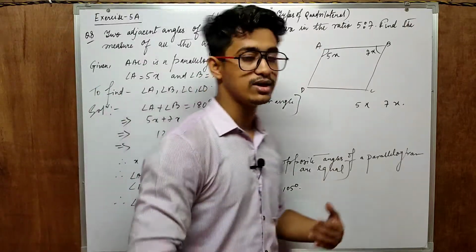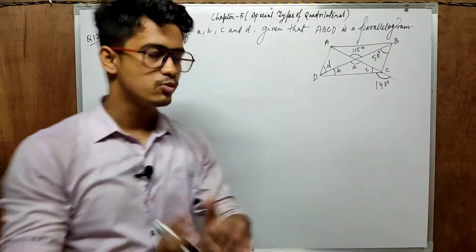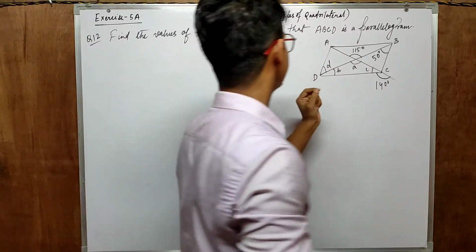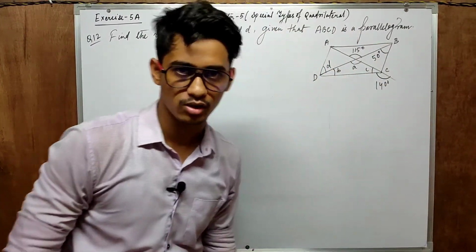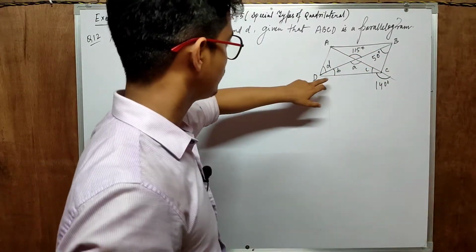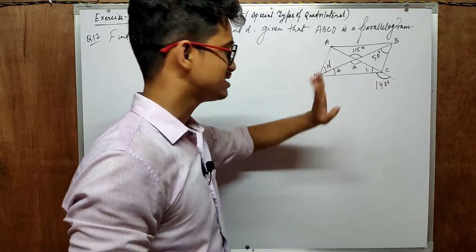So let's just move on to our next question. All right, let's move on to question number 12. Find the values of A, B, C and D given that ABCD is a parallelogram. So in this case, ABCD is a parallelogram which is being given, and we have to find out the values of A, B, C and D, right?